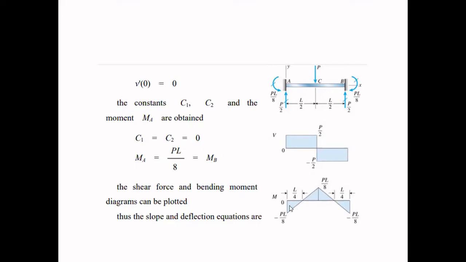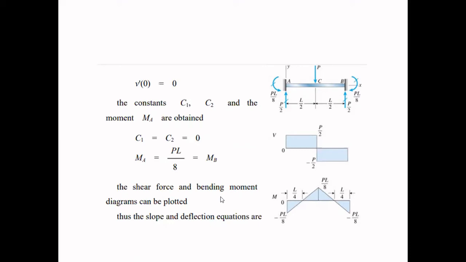So due to symmetry, we can easily see the plot is also symmetrical. It varies from this point to this point in a linear way, also from this point to this point in a linear way. And the graph area is symmetric in both the parts. So the shear force and bending moment diagrams are this. This is a bending moment diagram.